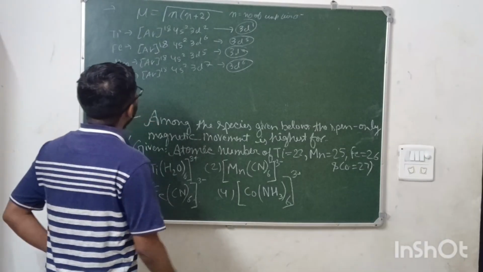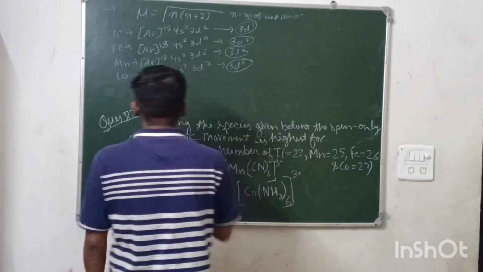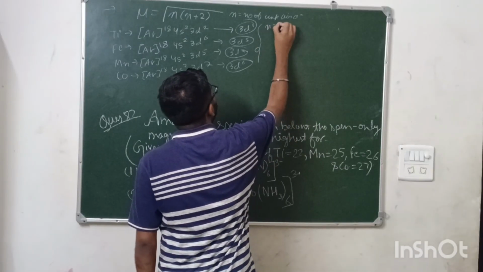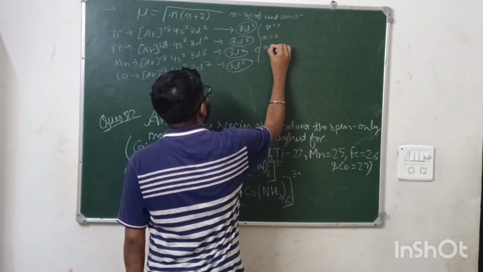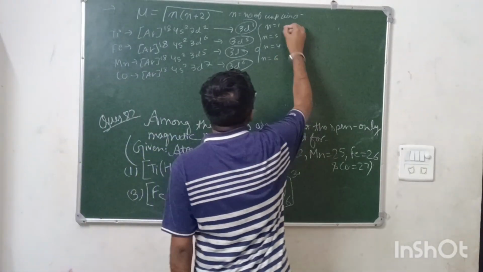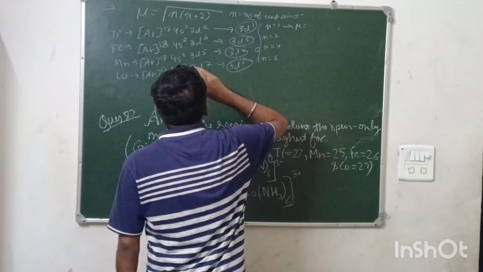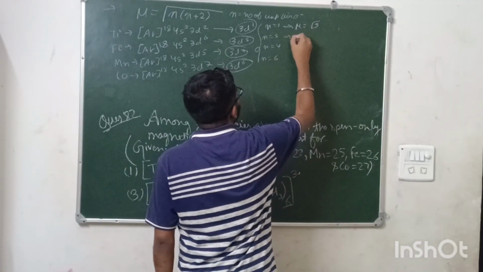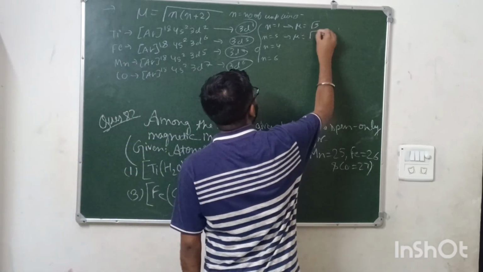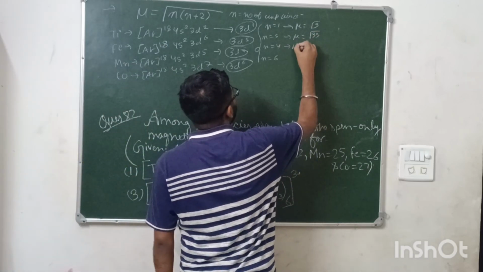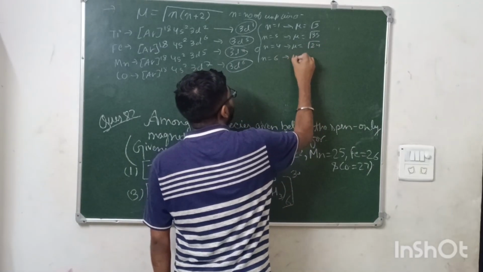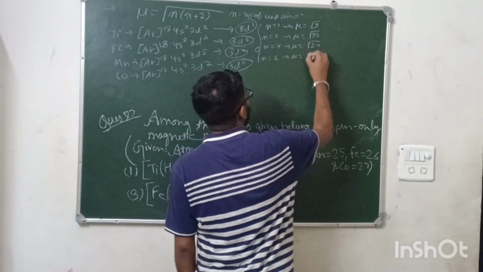Now you need to tell the magnetic moment. So how many unpaired electrons are here? n is 1, n is 5, n is 4, and n is 6. Okay, so for this mu will be root 3. For this mu will be root 35. For this mu will be root 24, and for this mu will be root 42.